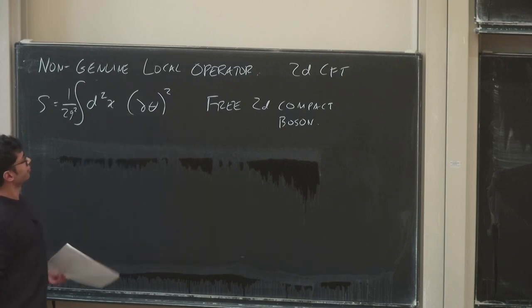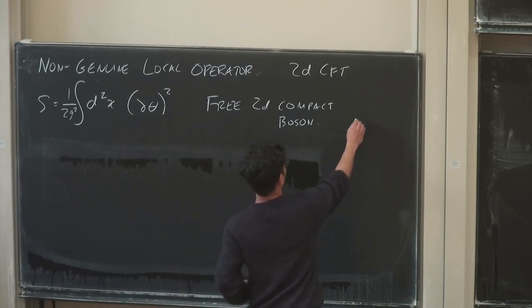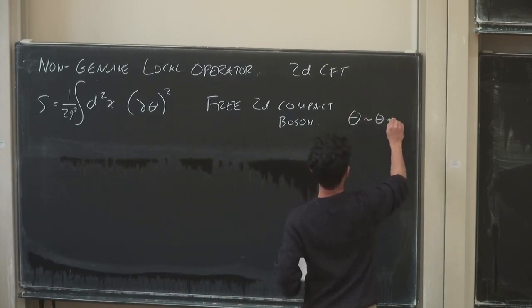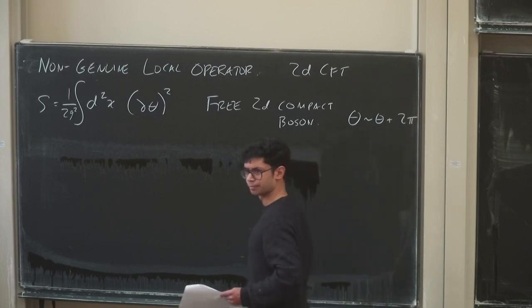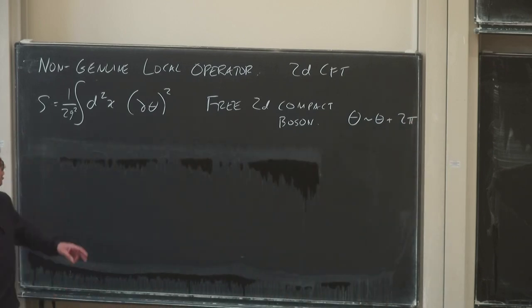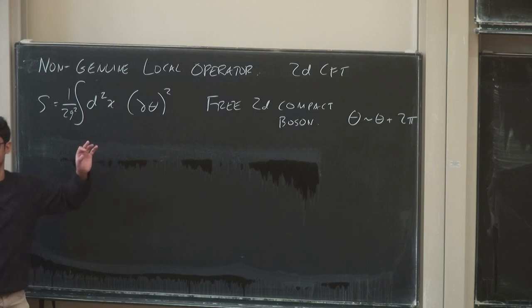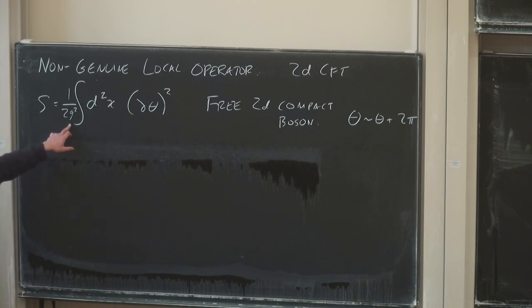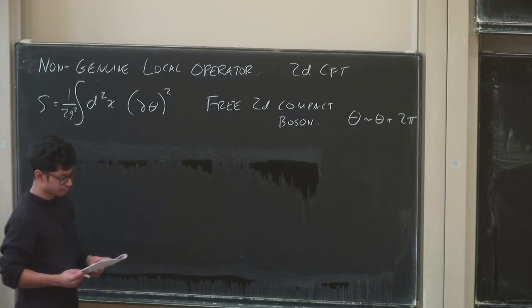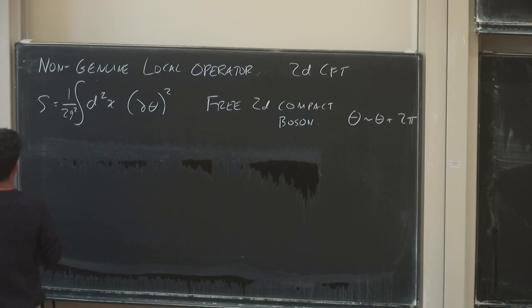So theta is the field that I'm interested in, and theta is periodic with periodicity 2 pi. There's some information in this G. Because theta is periodic, this G has information in it. This is what people call the radius of the boson. I'm keeping the periodicity fixed, but that's the idea. There's a single marginal parameter, which is this G. Let's study this on S1 cross R.